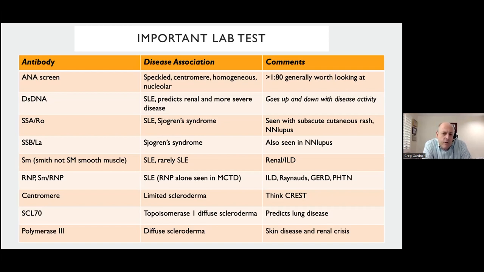We've talked about centromere. Nucleolar also is one typical of scleroderma, more diffuse scleroderma. Homogeneous is often lupus. Speckled can be Sjogren's or a variety of other diseases.